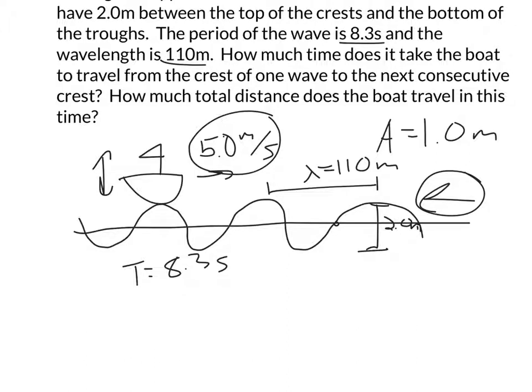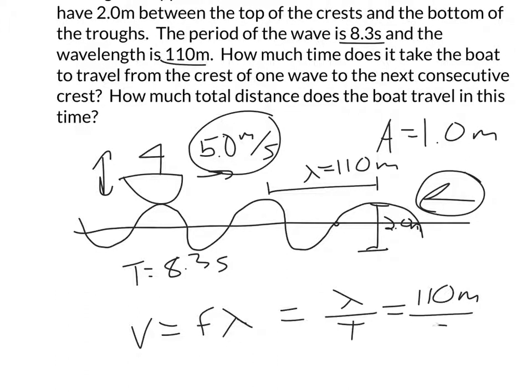So to get the velocity for the wave, v equals f lambda, but we don't have frequency, but frequency is just 1 over period, which is also equal to lambda over period. So the velocity of the wave will be 110 meters divided by 8.3 seconds. And the calculator is going to tell me what that is. 13 and a quarter, it looks like. So this velocity is 13.25 meters per second.